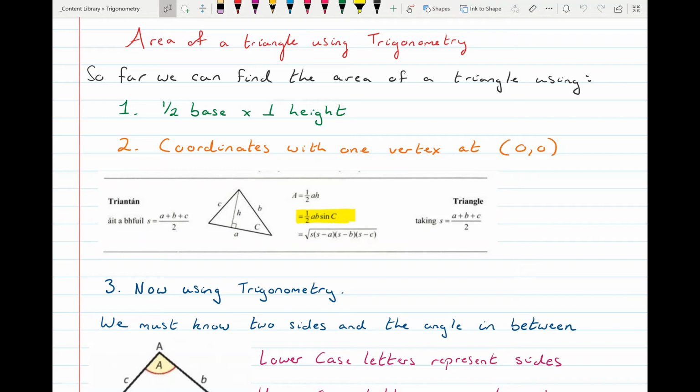Hi there, welcome to another video for Leaving Cert Ordinary Level Maths. We're going to continue with trigonometry and now look at finding the area of a triangle using trigonometry.